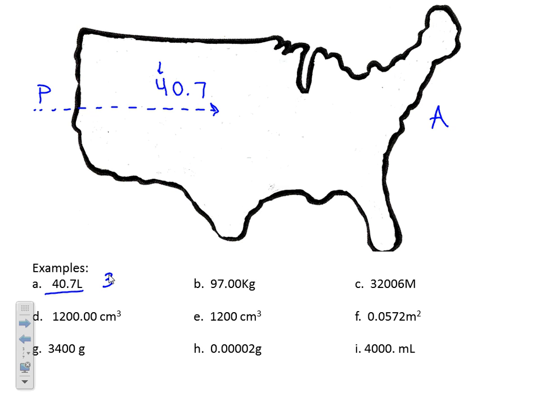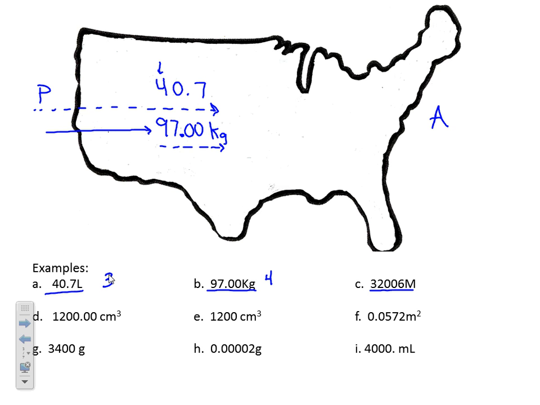If we look at example B, 97.00 kilograms. That's a measurement of mass. The decimal is present. So we're going to approach this number again from the left and follow through counting significant digits. So the 9 is significant, the 7 is significant, and those two trailing zeros after the decimal are significant. So this value has 4 significant digits.